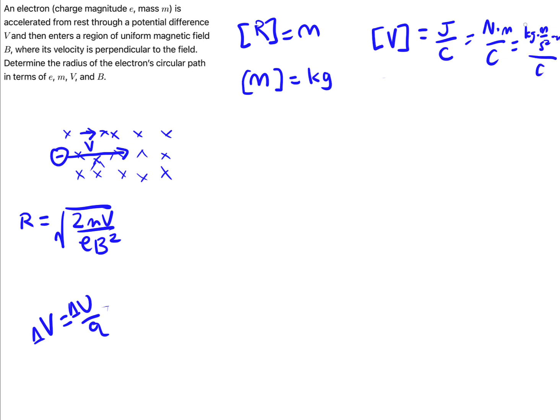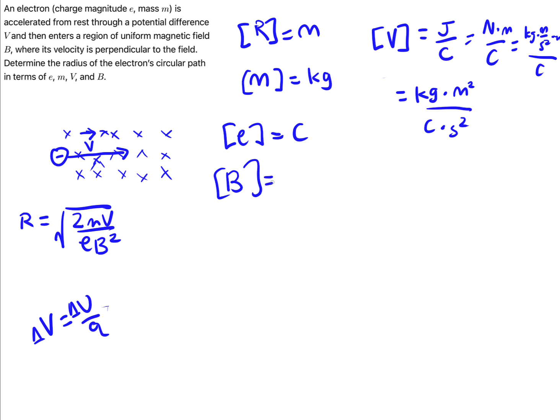And this is just from F equals ma. So if I clean this up a little, this becomes kilogram times meter squared over coulomb times second squared. And these are the units of the electric potential difference. And the units of E is this coulomb, it's a charge. And the units of B are given by teslas, but that's not very helpful. So let's see if we can break that into more fundamental quantities.